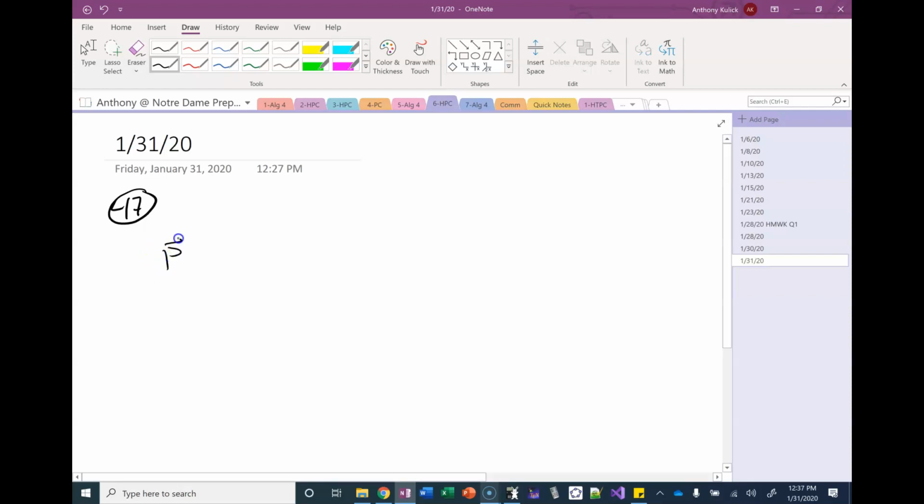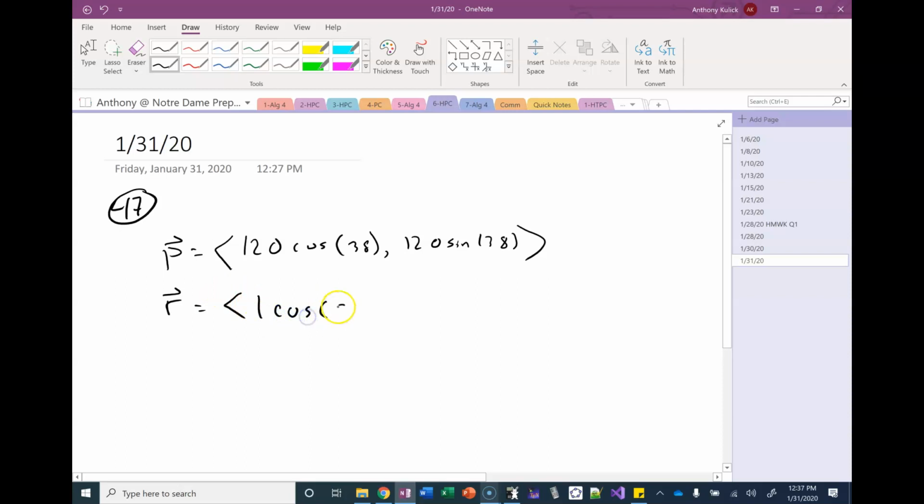So I'll define the pull vector by doing the magnitude of that vector, 120, times cosine of 38, and then 120 sine 38. My ramp vector, I'm going to choose to have magnitude 1. And since we're moving up, it'll be positive 25 degrees. And then I have 1 cosine 25, 1 sine 25. Okay with that so far, Ange? Okay. So let's go ahead and type these into our calculator.